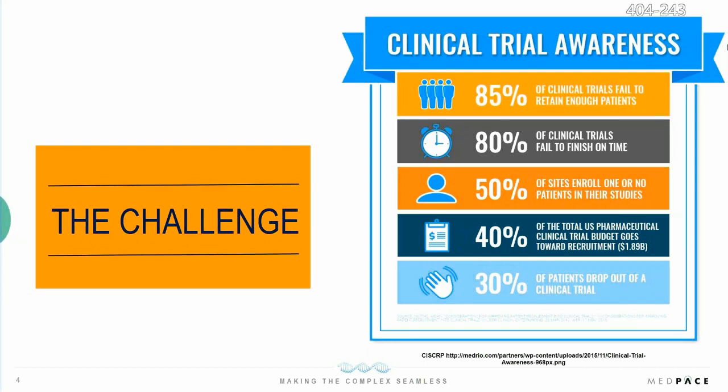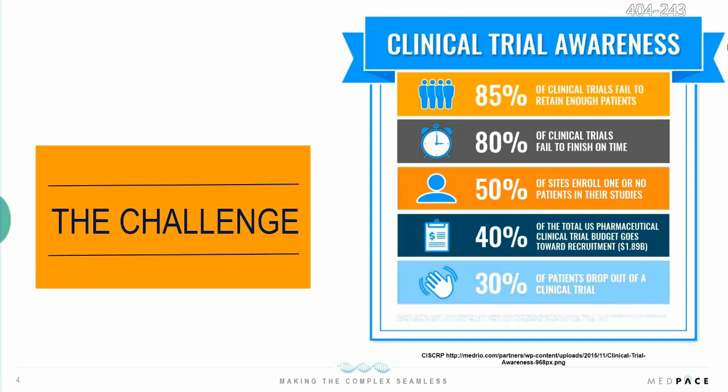80% of clinical trials fail to finish on time. That's because 50% of sites enroll one or no patients into this study. So how do we maximize site potential as well as looking outside of sites to identify patients for clinical trials?